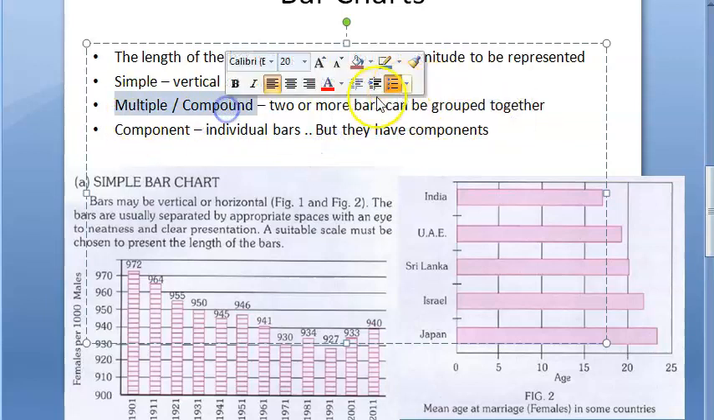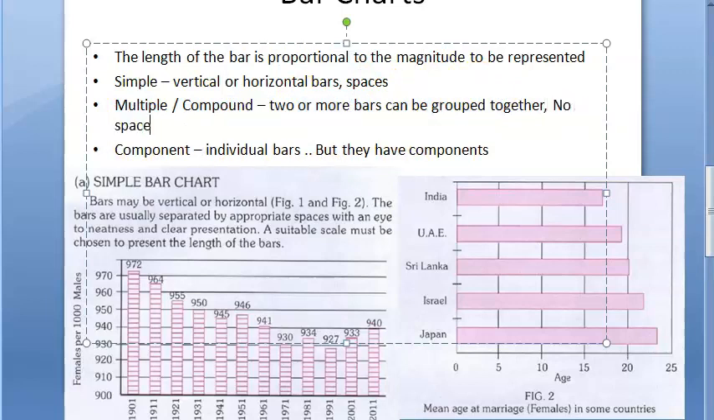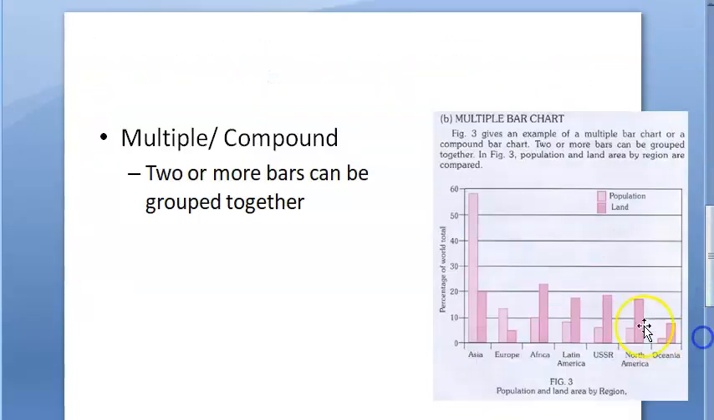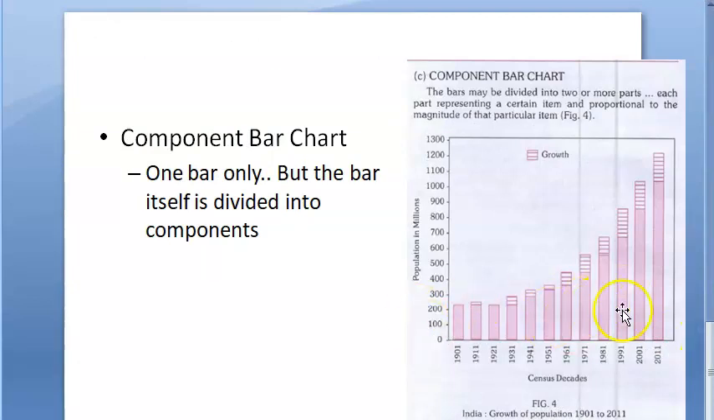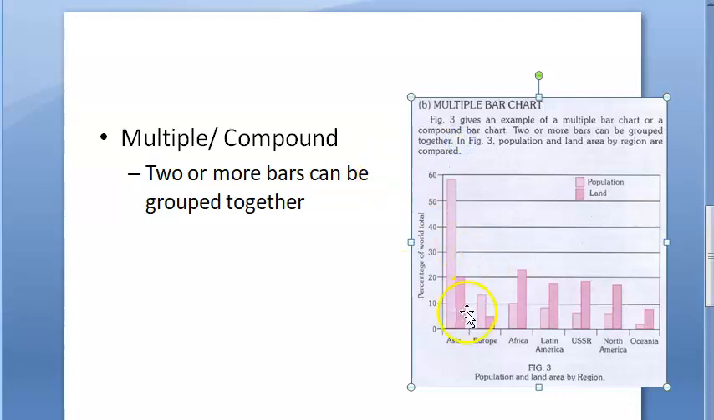Now in multiple or compound, there are two or more bars that can be grouped together. There is no space between the grouped bars. But in simple there is space, and in component also there is space between the bars. In multiple or compound, these bars are grouped together. Okay, so that makes sense.